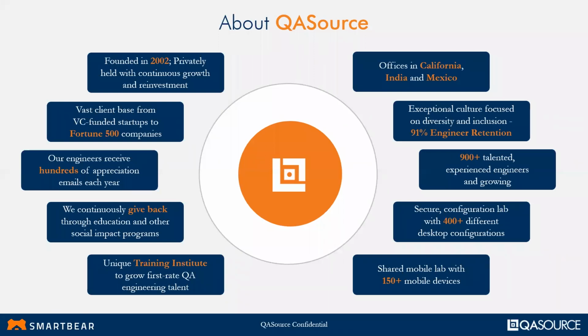We have state-of-the-art labs at our facilities with over 400 desktop configurations and over 150 mobile device configurations. QASource customers have had successful exits exceeding $11 billion in mergers and acquisitions, leading to our slogan, quality that creates value. We've grown 20 to 50% annually, and we are a market leader in test automation services, and we've delivered hundreds of successful engagements. So moving on, now let's take a look at today's agenda for this webinar.